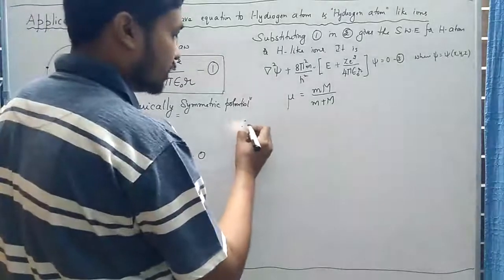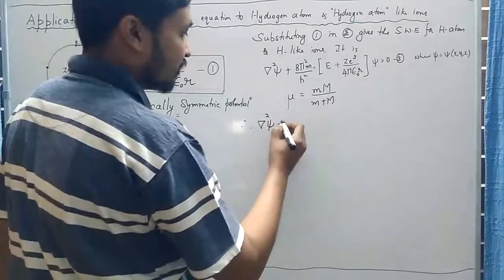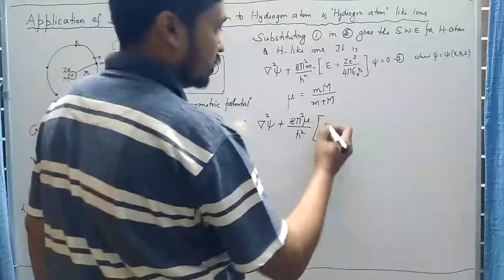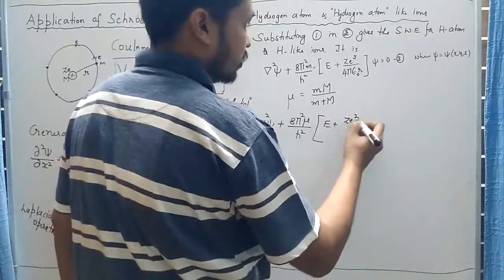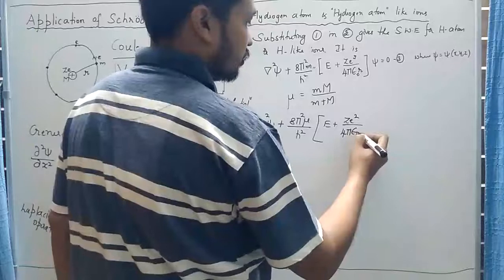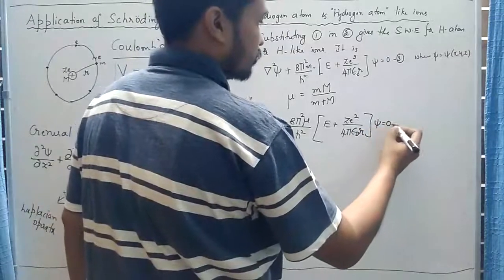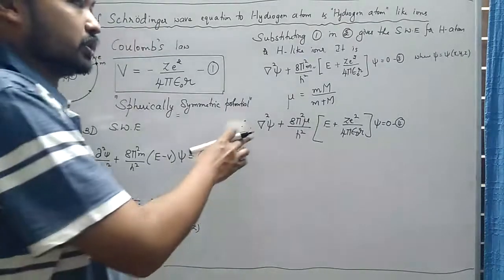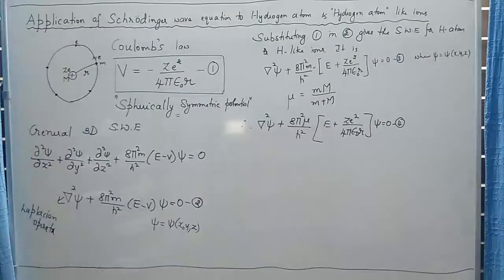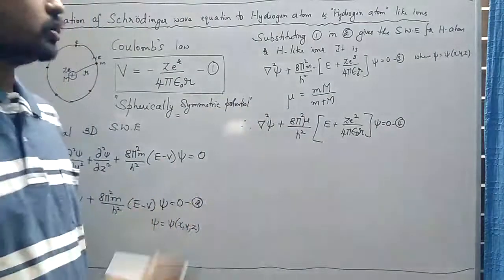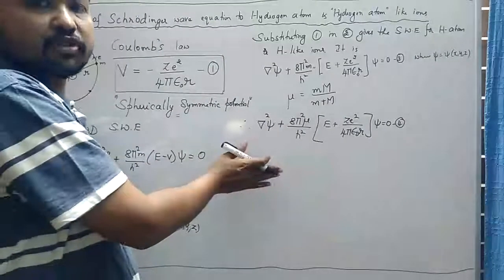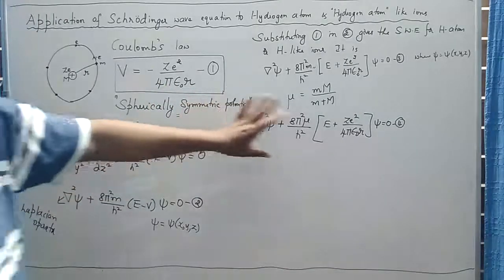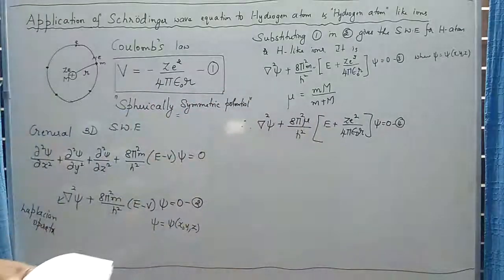By doing that we get del square psi plus 8 pi square mu divided by h square into E plus Z e square divided by 4 pi epsilon naught r into psi is equal to 0. This is also the Schrodinger wave equation for hydrogen atom or hydrogen like ion. The only difference is we have corrected that mass issue. Both are almost correct, but this is the exact way of representing the Schrodinger wave equation for hydrogen atom, where we made the correction with respect to the mass. So the mass is replaced by the reduced mass.